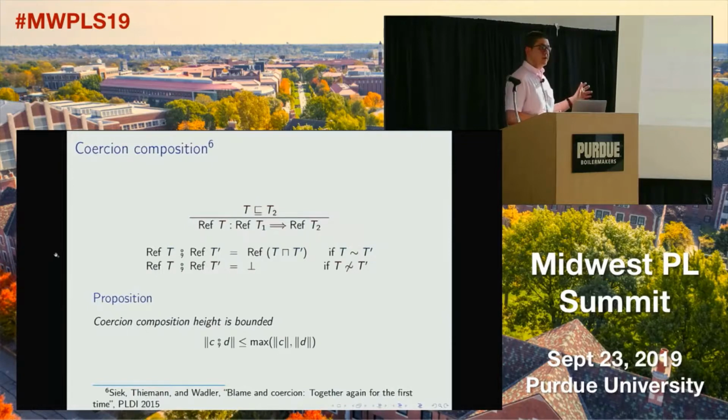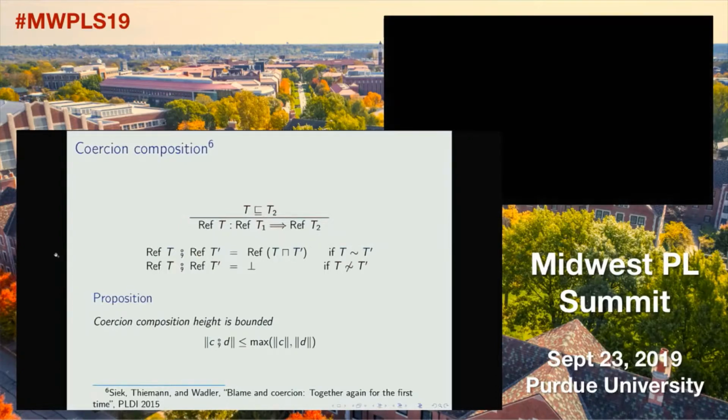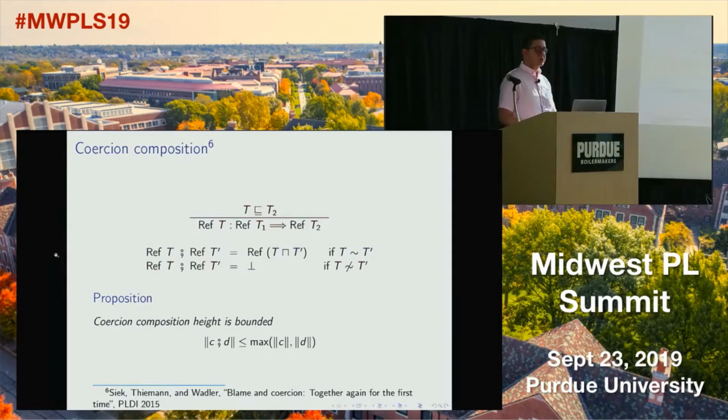Here I define a coercion composition for reference casts, or reference coercions. And for monotonic coercions, if we want to compose two casts on the heap, we take the greatest lower bound of the two types that we want to cast the heap with. The greatest lower bound basically takes the most precise information from the two types into one type.